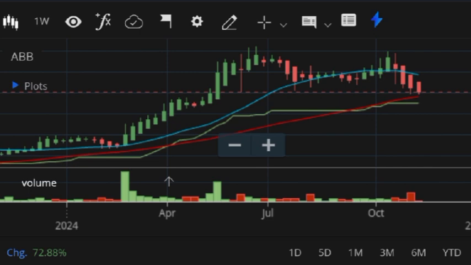Volume. Think of it as the soundtrack to price action. High volume confirms strong moves. Low volume might mean there's not much conviction behind a price change. So like a breakout on low volume, not as convincing.